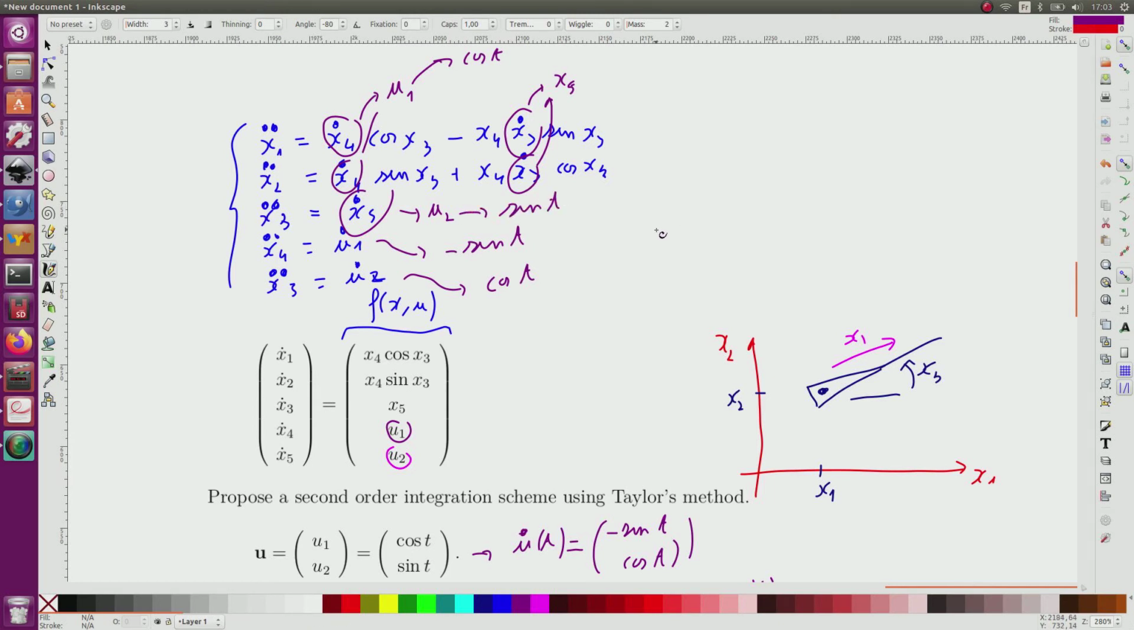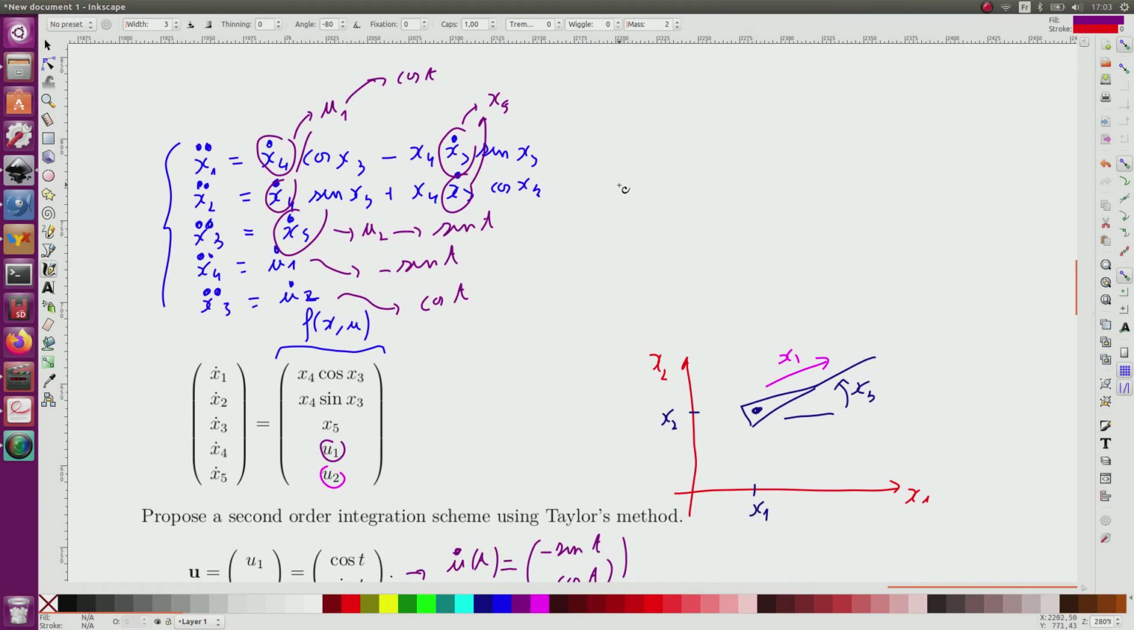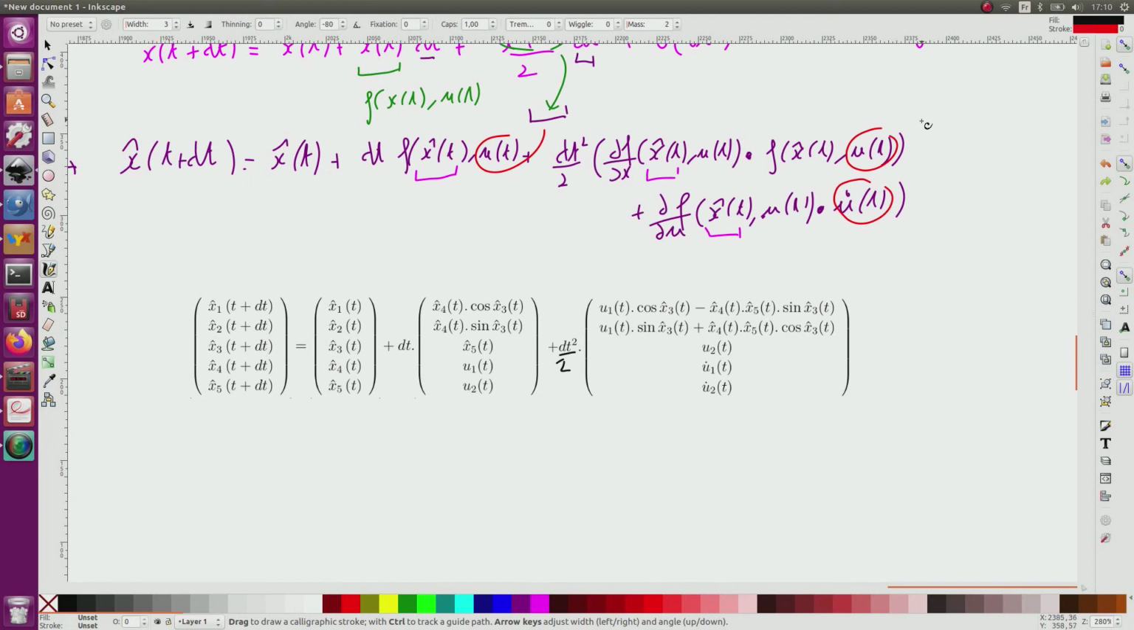As a consequence, I was able to have the second derivative of t as a function which depends on the state itself, u and u dot. Since I know the values for u and u dot, and they depend on t, it is this relation here that I can use in my Taylor expansion. As a consequence, the Taylor expansion that was given here rewrites as this.